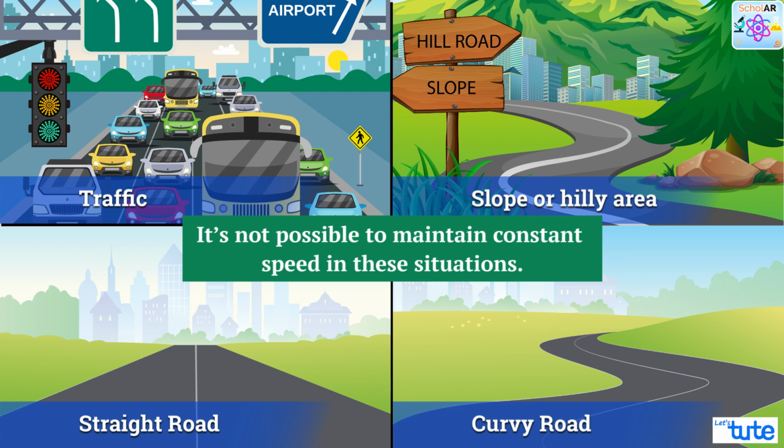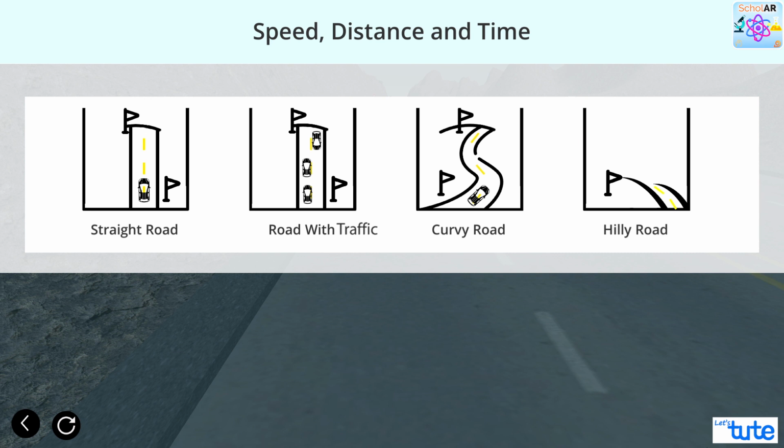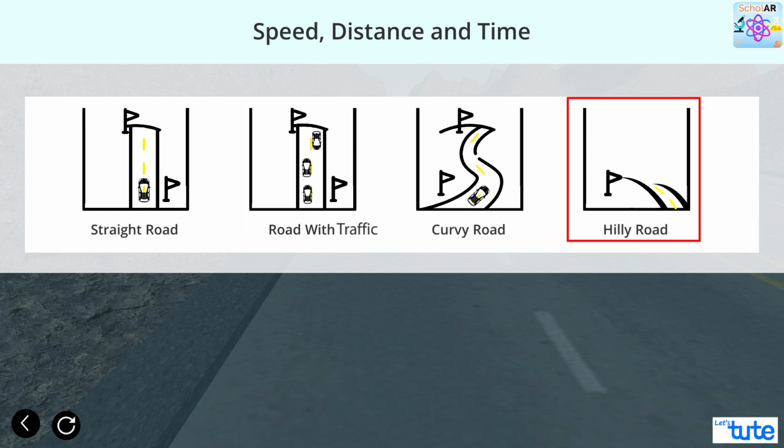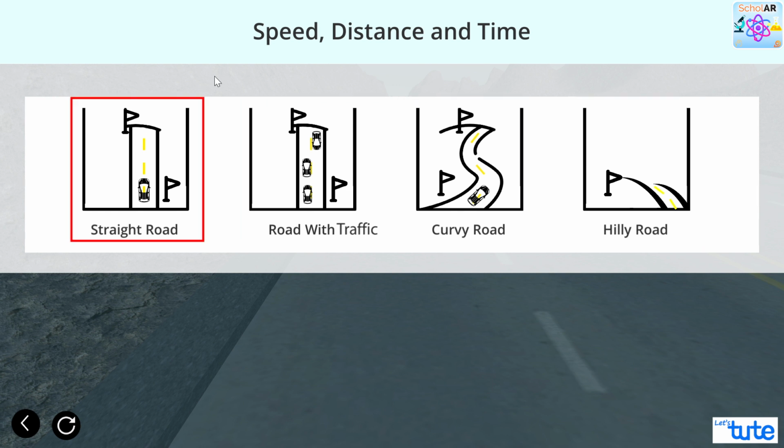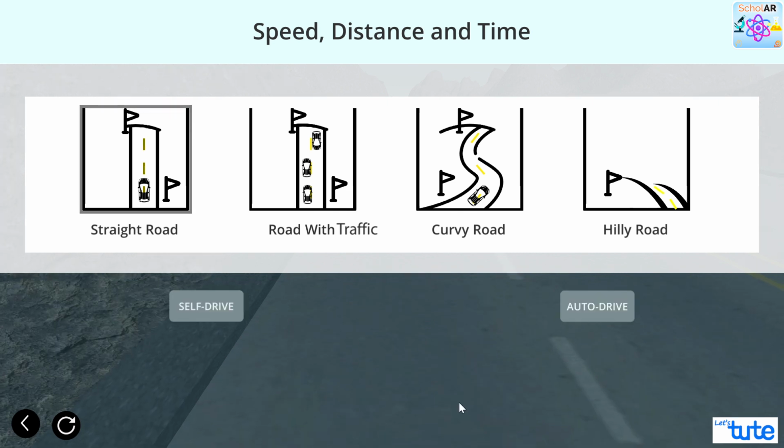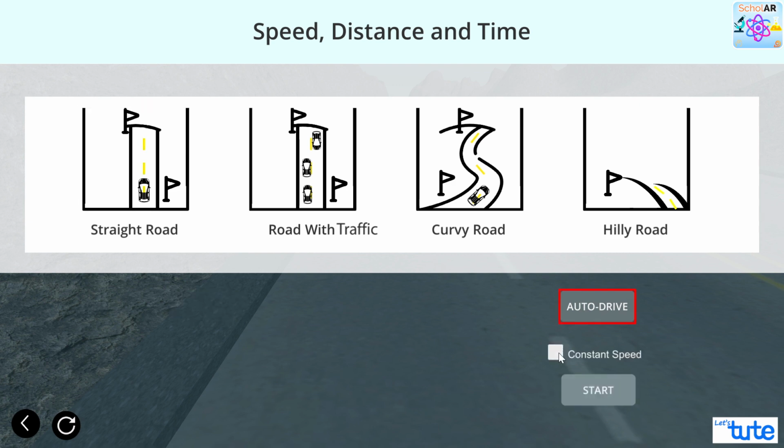In order to understand how these things impact time and speed, let's jump to a simulation. Here, we can see 4 different types of tracks: straight road, road with traffic, curvy road and hilly road. Let's start with the straight road here. Now we can see 2 tabs. One says self-drive and the other says auto-drive. In self-drive, you can drive this car by yourself and make learning even more fun. But for now, let's do auto-drive.